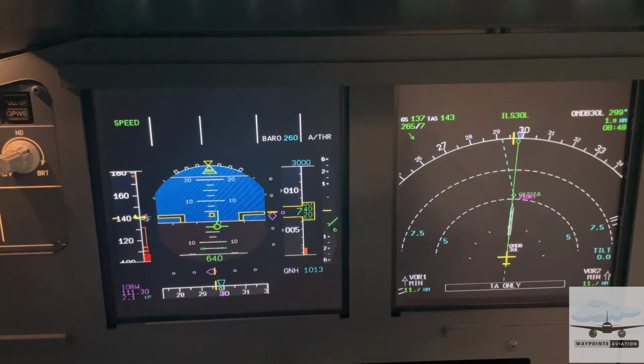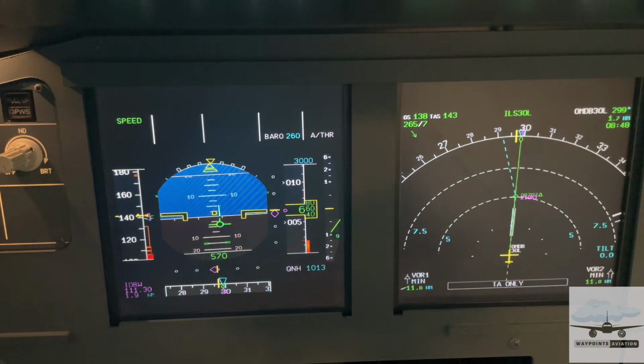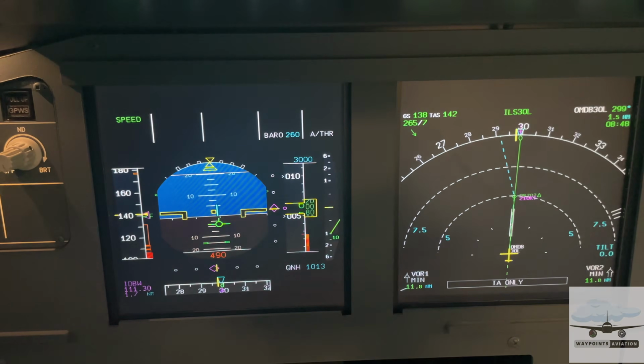So the true test comes at minimums. I should be able to look out and I'll see the runway coming in. So now we're coming close to our minimums. We're just 500 feet. Flaps are full. Everything's ready for landing.